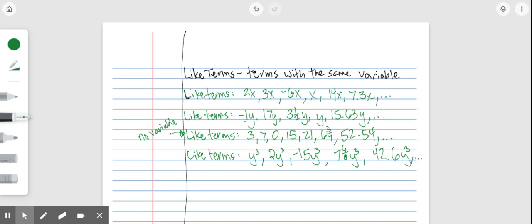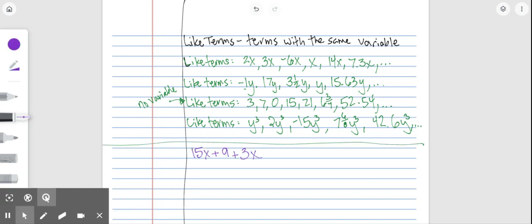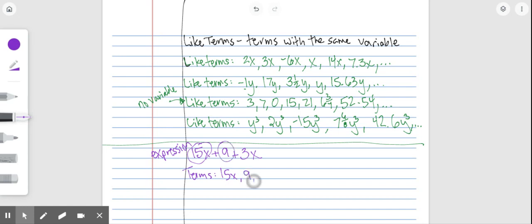Okay. All right, so then what we're going to do now is we're going to find like terms in a set of terms. So I've got an example. This is an algebraic expression, and the expression is 15x plus 9 plus 3x. So here are the terms, because in order to find like terms, we need to first realize what the terms are. So I've got 15x, that's the first term. I have 9, that's the second term. And I have 3x, that's the third term.